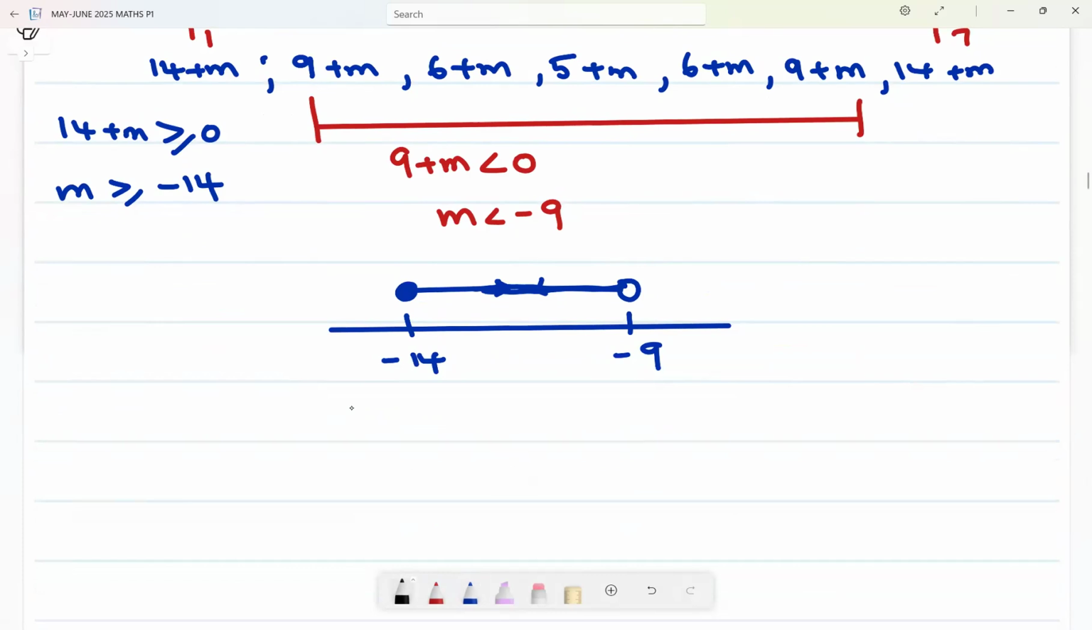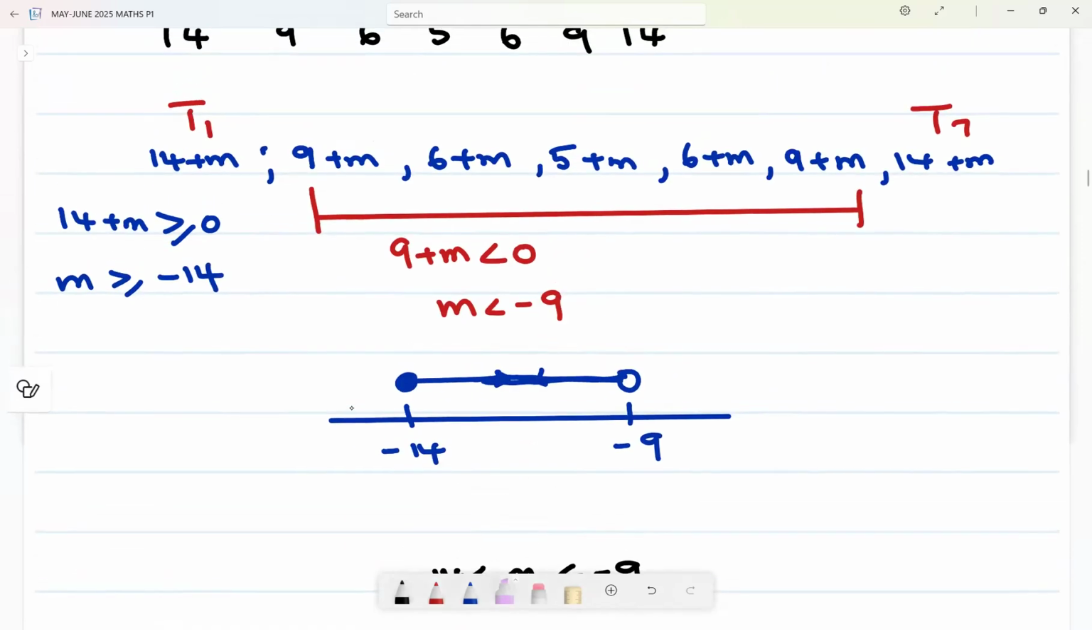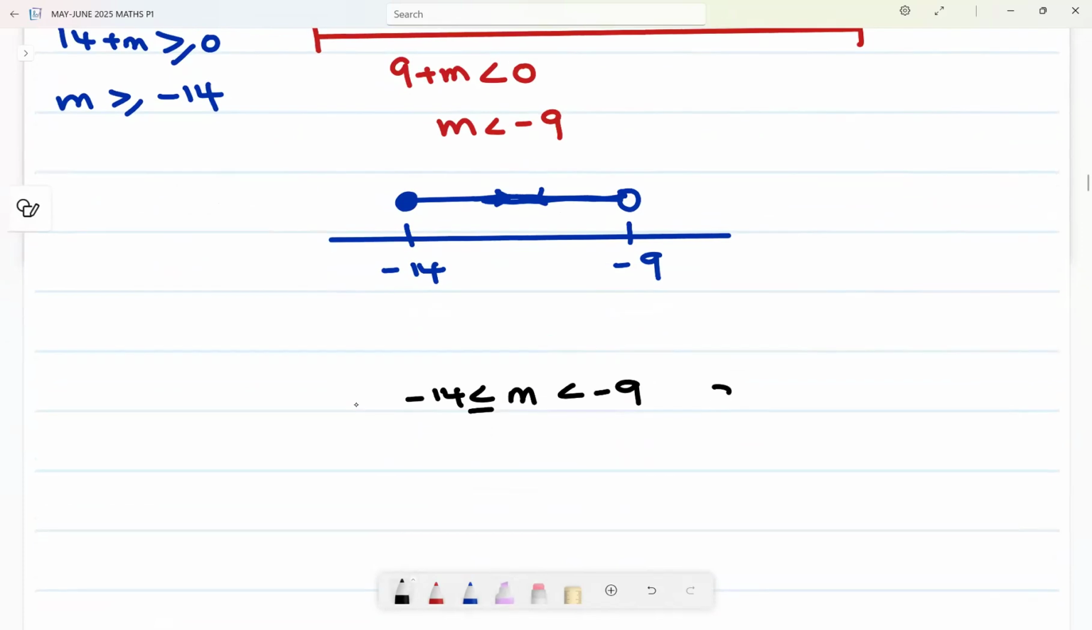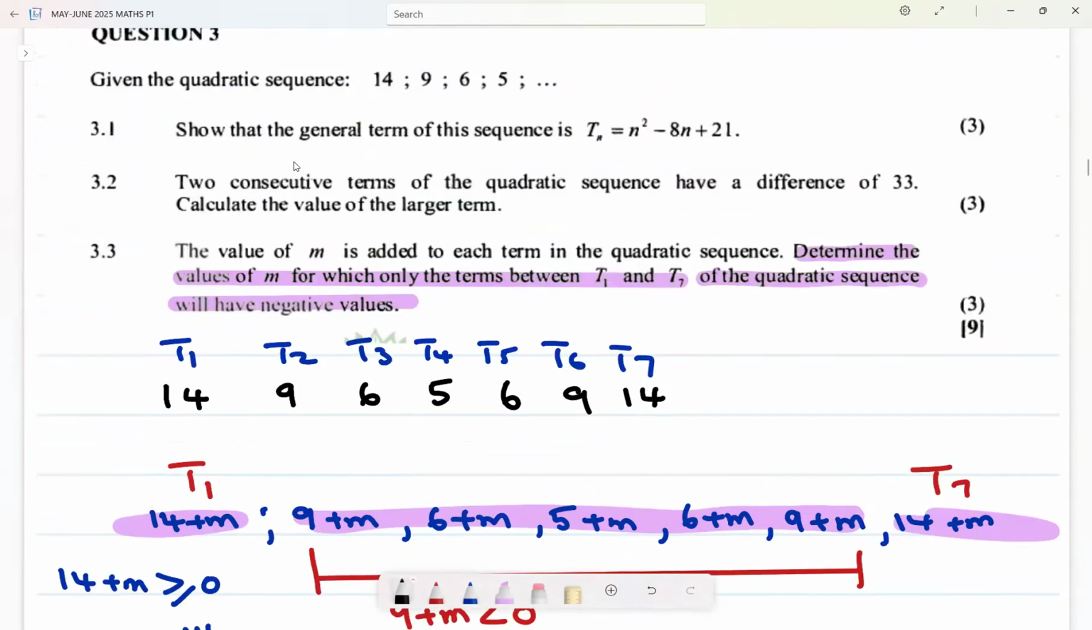m should be between negative 14 as well as negative 9. If m is between these values, then it's going to satisfy the condition that these ones are going to be negative and this one is going to be positive or equal to 0. I hope that's clear. You can also write it like this: x should be between negative 14 and negative 9. Do not include that. Okay. Yeah, that's that, guys, for question 3.